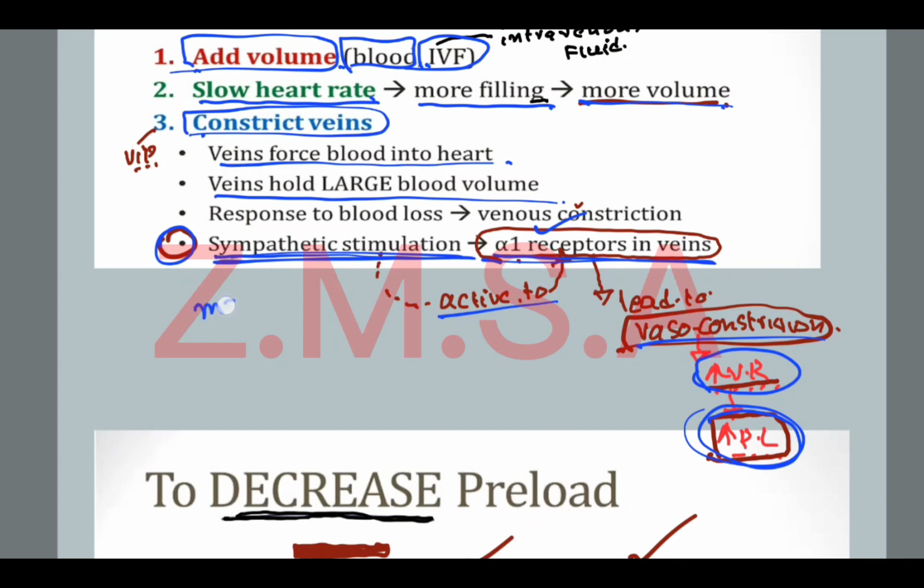But MCQs here: vasodilator decreases the preload. For example, nitroglycerin. When we give a vasodilator, for example nitroglycerin, blood pools in the vessels, which decreases the venous return and decreases the preload.